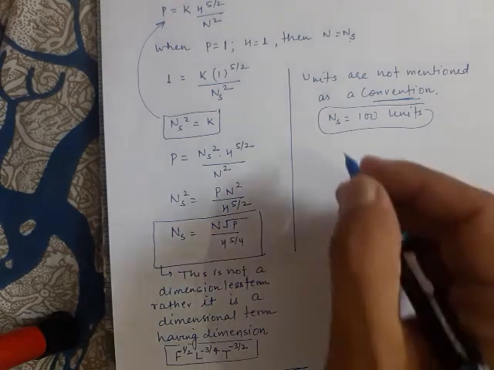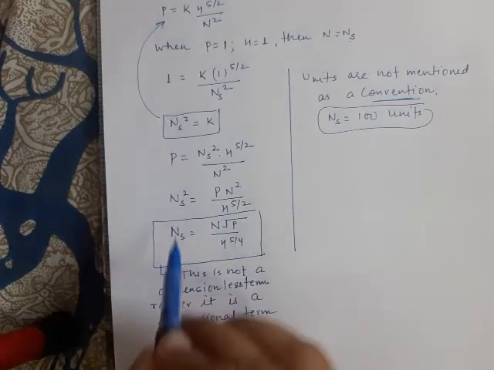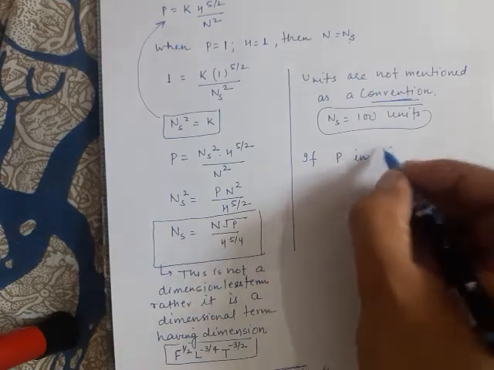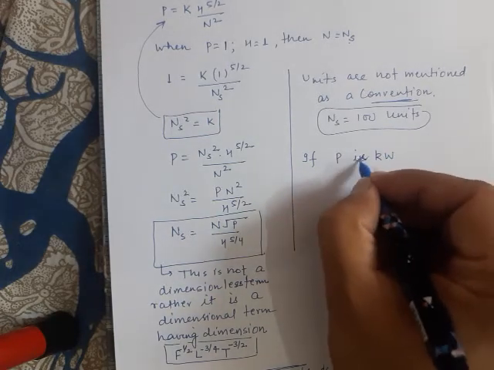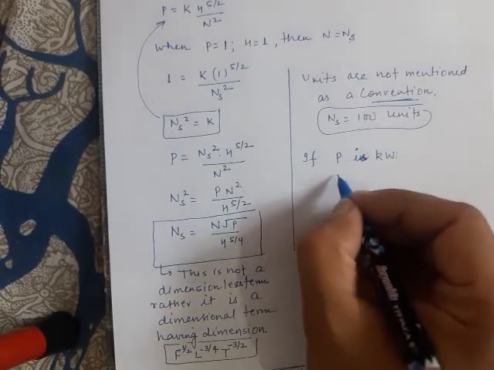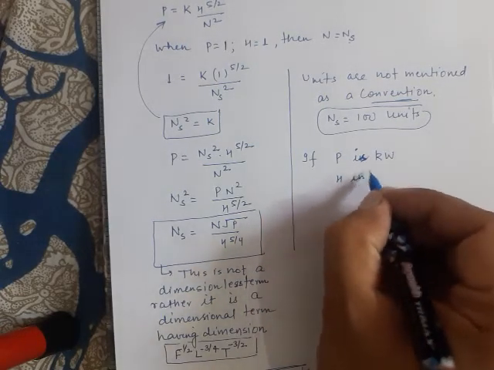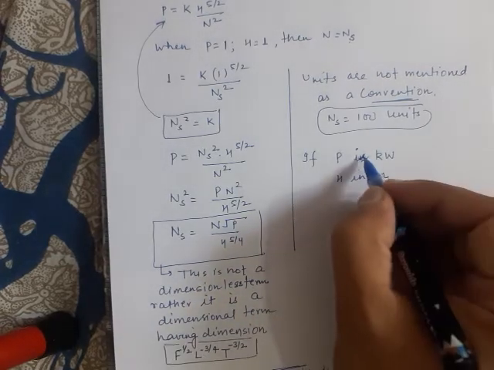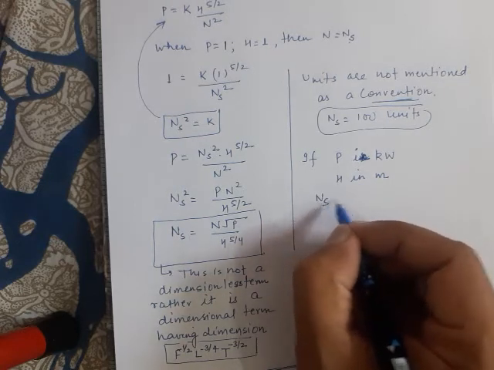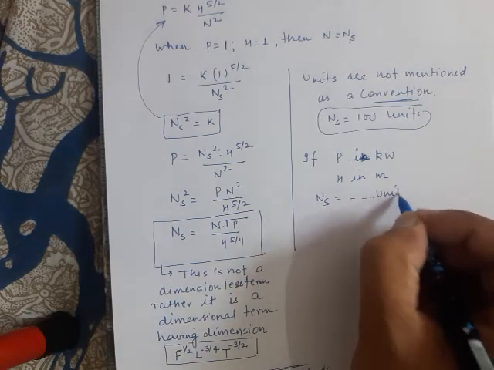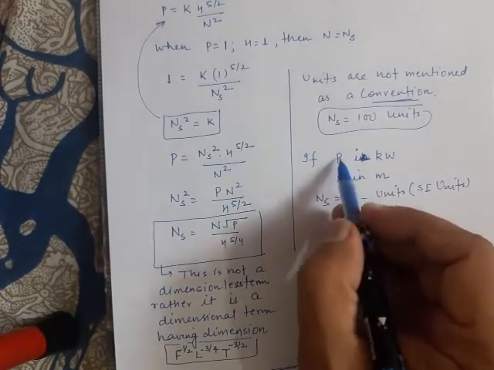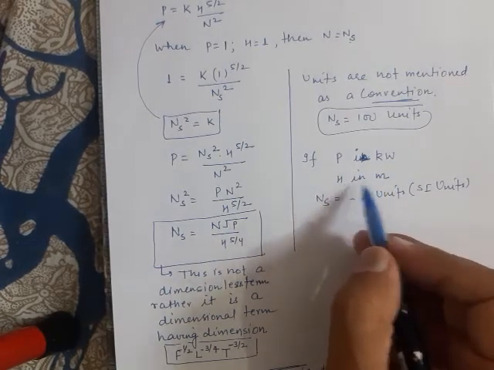Now please note about this expression. If you are putting power in kilowatts, you have to put P in kilowatts and H in meters. If P is in kilowatt and H in meter, then you will have specific speed in this many units. This is SI units. In SI units, you have to put power in kilowatt and head in meter.